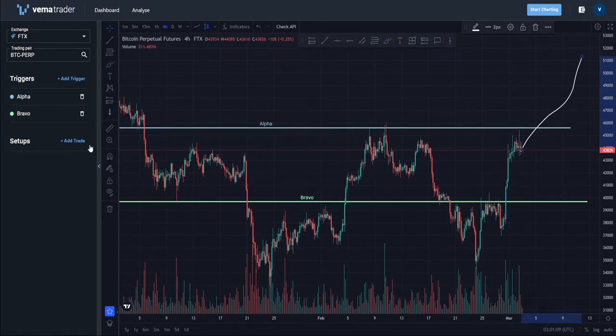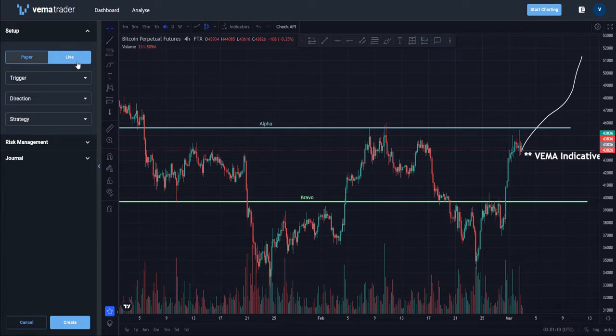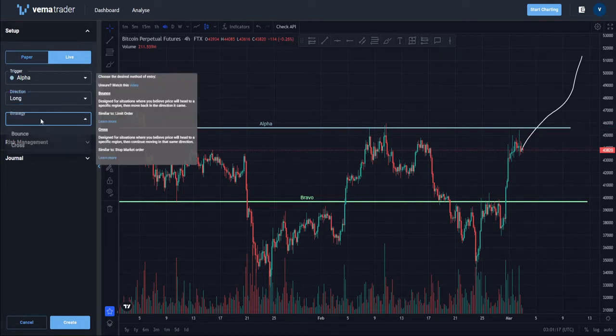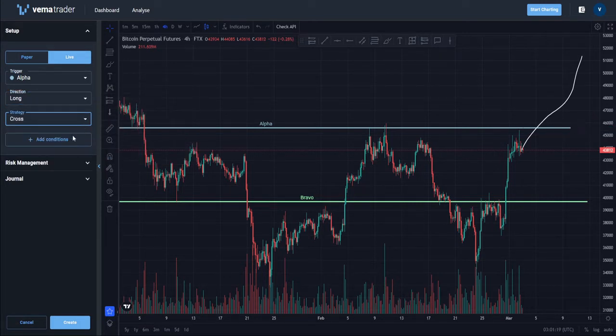So what I want to do is add a setup. I want to come to alpha. I'm going to do live trading for this one because I can. We want alpha, so we select our trigger. The direction is long, and we want a cross strategy.